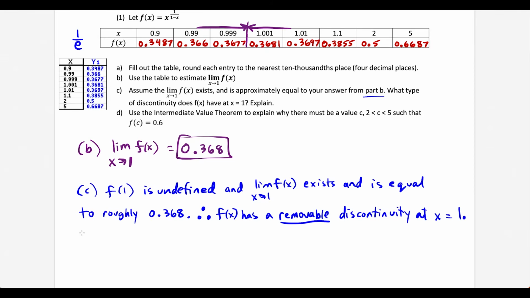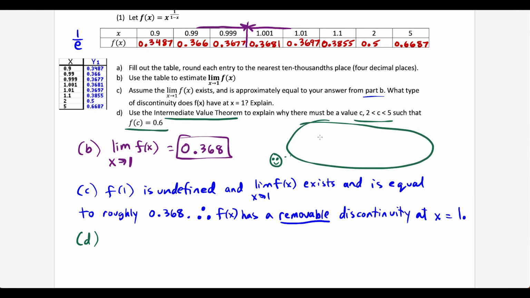So now for the last part of this question, we're going to explain using the intermediate value theorem why there must be a value c between 2 and 5 such that the function value at c is equal to 0.6. So what you want to think about for this last part here is if you imagine the graph, or you could actually draw the graph out here, and this doesn't necessarily have to match the graph of our function, but I'm looking at, let's say, x equals 2, my y value is 0.5, and then at x equals 5, my y value is up here at 0.6687. So if we look at the target y value, we're looking at a target y value of 0.6 over here.